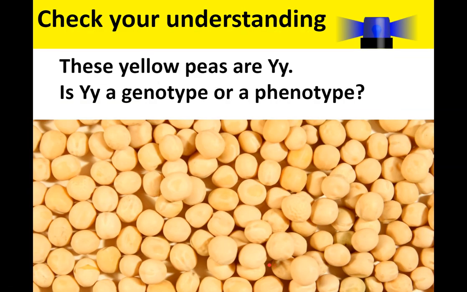Now let's check. These yellow peas are big Y, little y. Is big Y, little y a genotype or a phenotype? Well, it's the type of gene, so it's a genotype. The phenotype would be yellow peas.